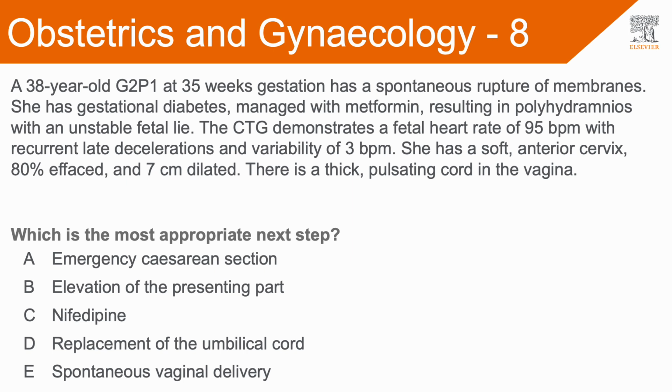Moving on to question 8. A 38-year-old G2P1 at 35 weeks gestation has a spontaneous rupture of membranes. She has gestational diabetes managed with metformin, resulting in polyhydramnios with an unstable fetal lie. The CTG demonstrates a fetal heart rate of 95 beats per minute with recurrent late decelerations and variability of 3 beats per minute. She has a soft anterior cervix, 80% effaced and 7 centimeters dilated. There is a thick pulsating cord in the vagina. Which is the most appropriate next step?